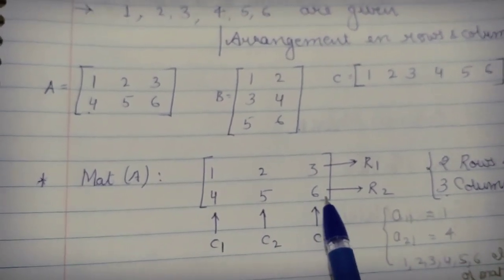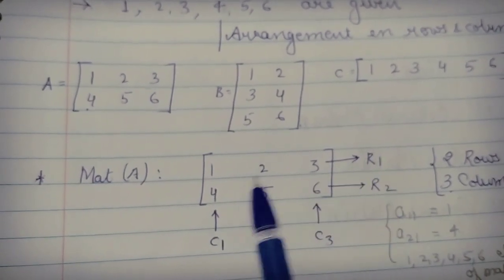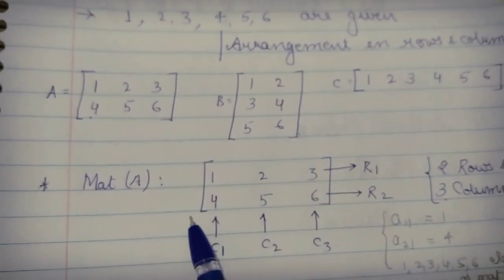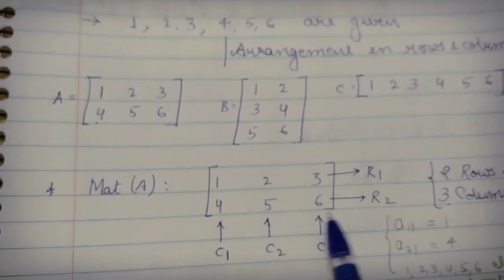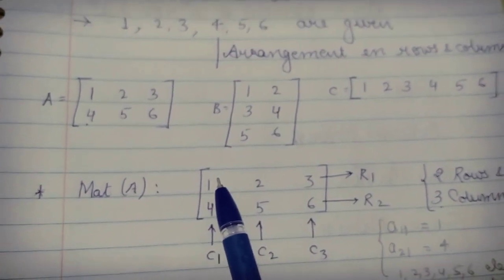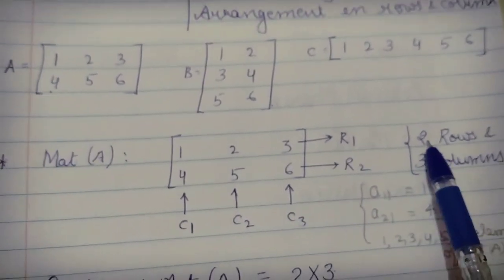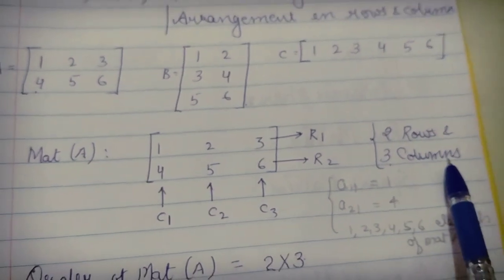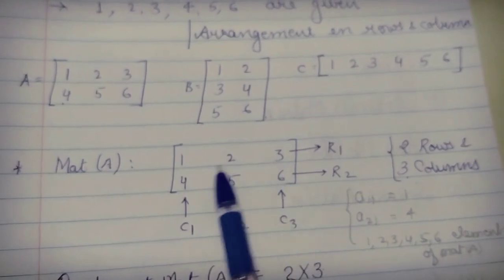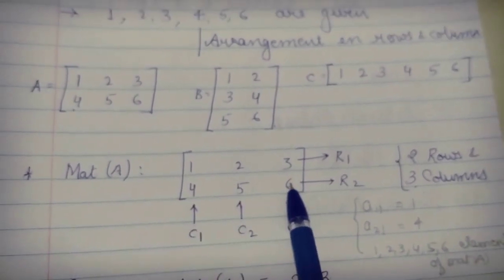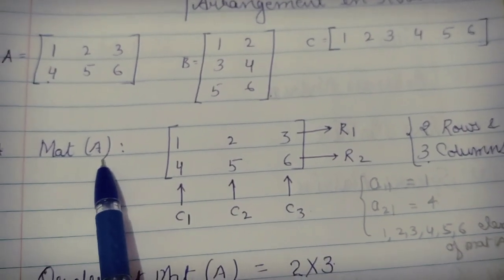And we know that if we arrange the given numbers or objects or functions in rows and columns, then the obtained form is known as a matrix. That's why this is a matrix, and this matrix A involves 2 rows and 3 columns. And 1, 2, 3, 4, 5 and 6 are known as the elements of the matrix.